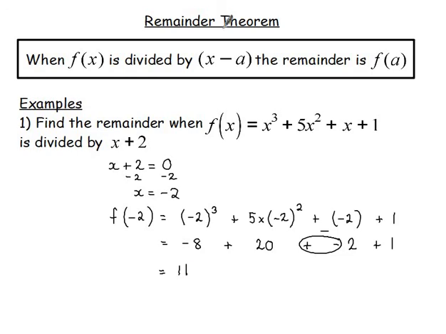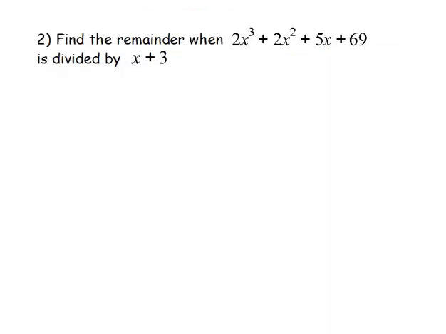Okay, so we're going to have a look at another couple of examples just to get the process, and then you can have a go at a few. So example 2, find the remainder when 2x cubed plus 2x squared plus 5x plus 69 is divided by x plus 3. Now notice they haven't put f of x equals in front of this time. So we can write let f of x equals 2x cubed plus 2x squared plus 5x plus 69. Okay, and then we have somewhere to substitute, and we're explaining why we're substituting that value in.